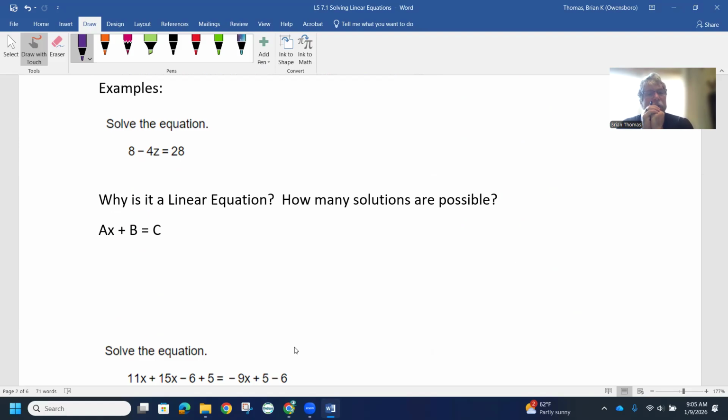We have 8 minus 4z is equal to 28. One thing to pick up on is, is this a linear equation? To be a linear equation, we look at the terms. Notice how 8 is a term, negative 4z is a term on the left side, and on the right side, 28 is a term. Remember, the degree of the 8 is 0. Since z is a variable, when you just have z there, that just means there's a 1.